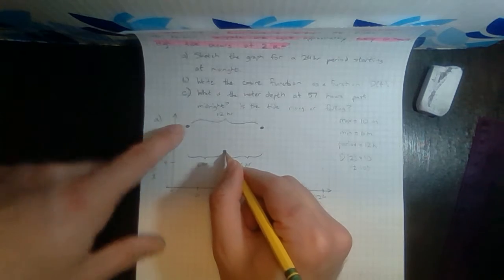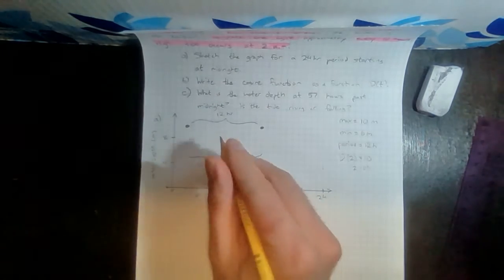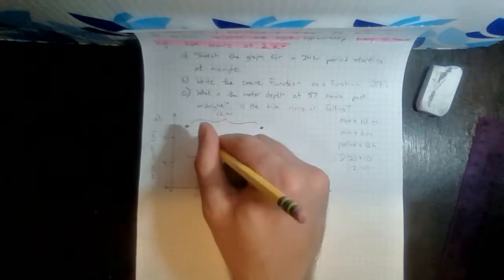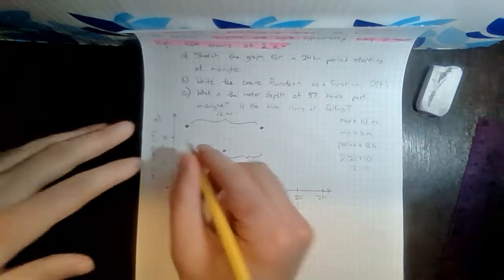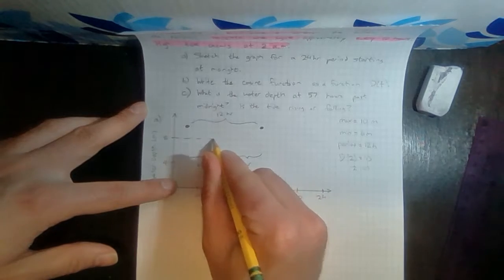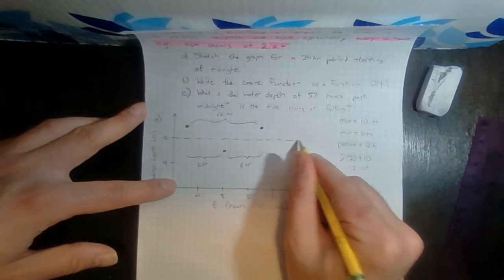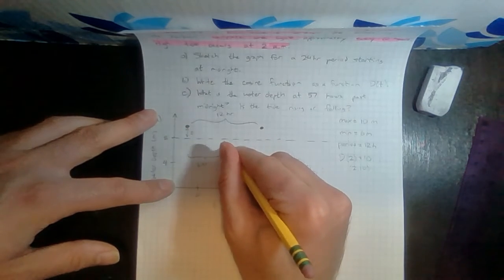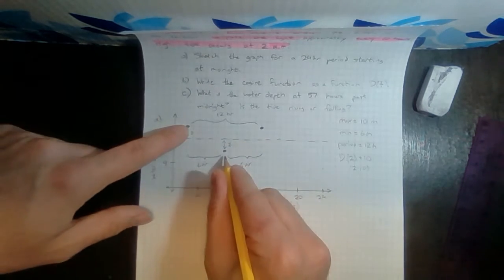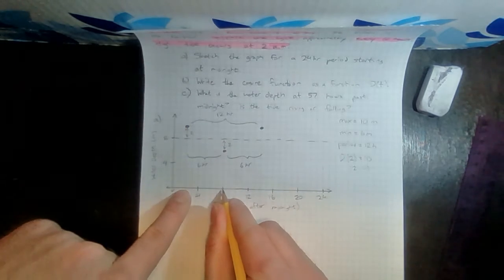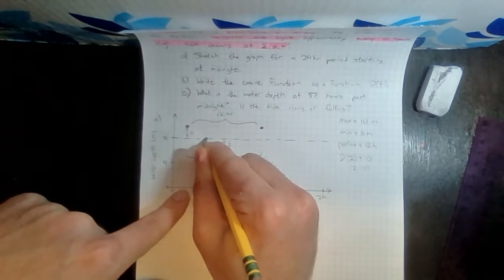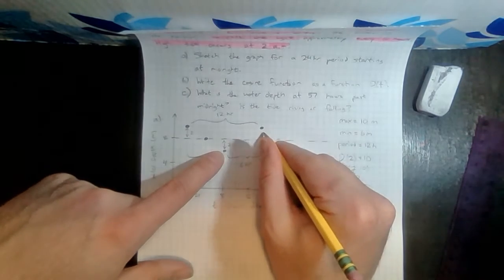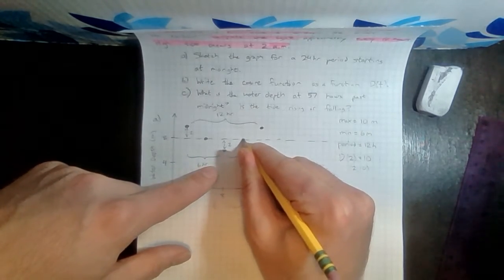So halfway in between 6 and 10, our equation of our axis should be at d equals 8. This should be 2 meters. This should be 2 meters. We're exactly in the middle. And halfway in between 8 hours and 2 hours would be 5 hours. So we're going to hit this at 5 hours. And halfway between 8 and 14, we're going to be there again. So at 11 hours, we're also 8 meters deep. And then it's going to keep repeating.